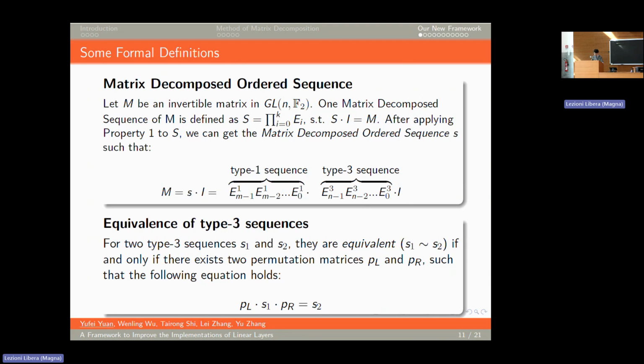Type 3 sequence. For two type 3 sequences, S1 and S2, we define them as equivalent if and only if there exist two permutation matrices, PL and PR, such that the following equation holds: PL dot S1 dot PR equals S2. Here PL and PR can be regarded as the row transformation and the column transformation respectively.